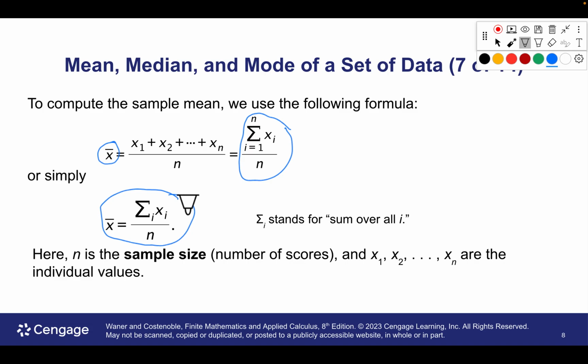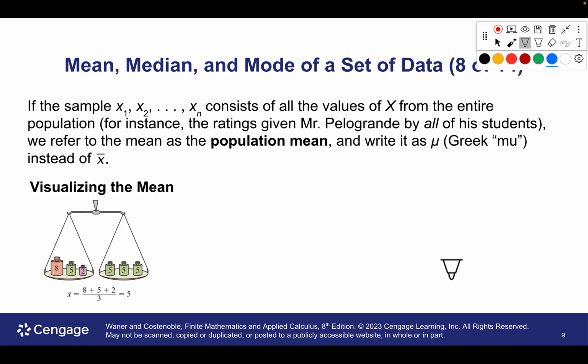N is the sample size. It's how many pieces of data we have. And then we're just adding all the data together. So then what really does the mean mean? What is the average? It means it's a balance.